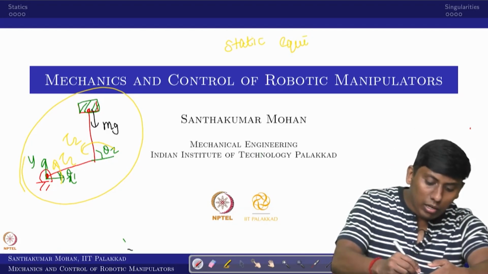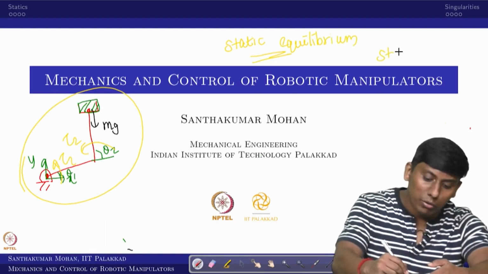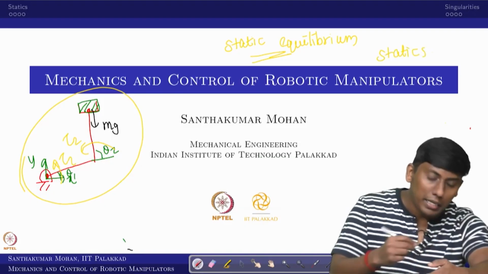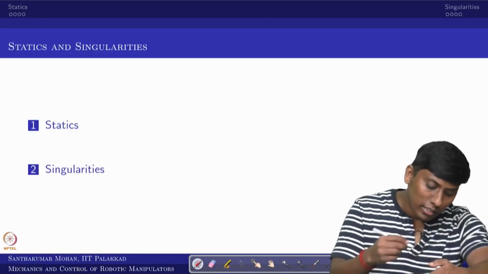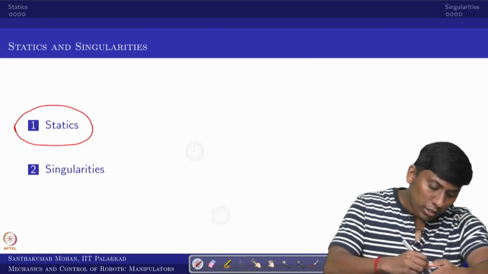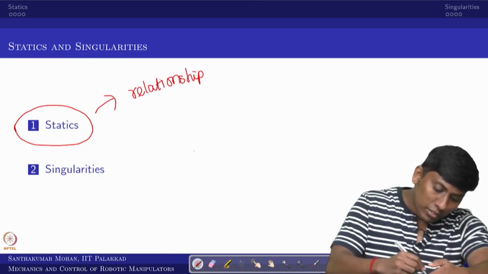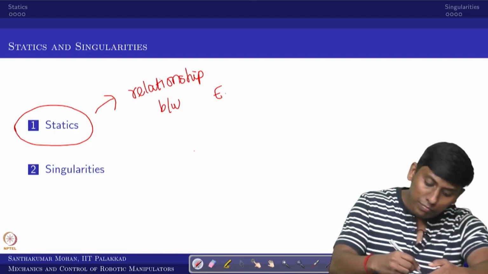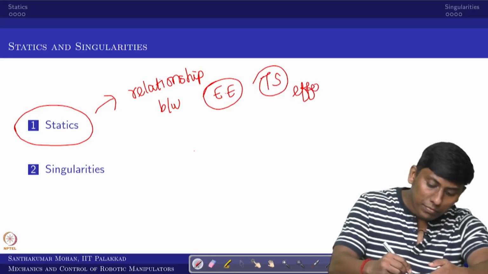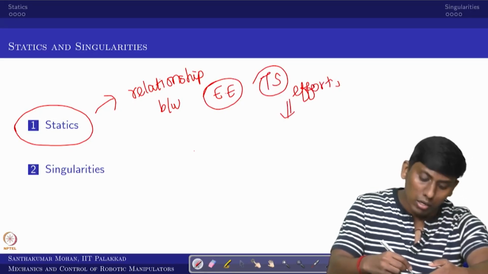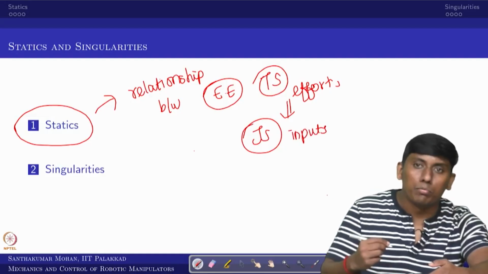This is the case we are going to attempt. We are going to see statics as the main ingredient in this particular lecture. So let us move to the original content. We are going to talk about statics, and give a relationship between end effector efforts, or task space efforts, and the joint space inputs. That is what we are trying to see.